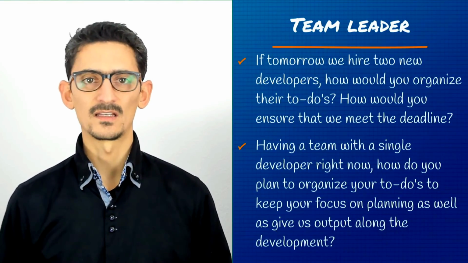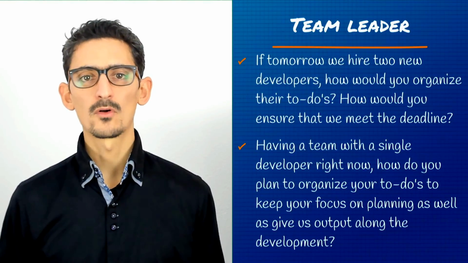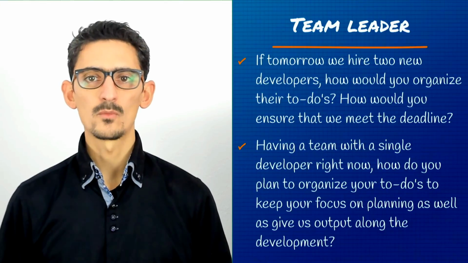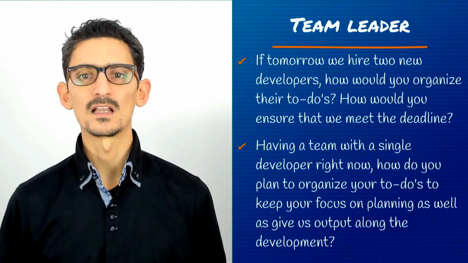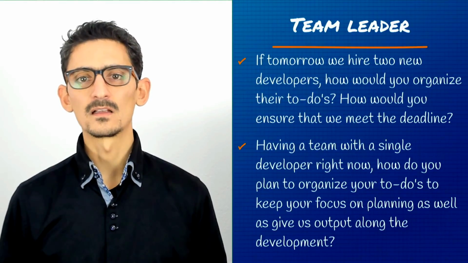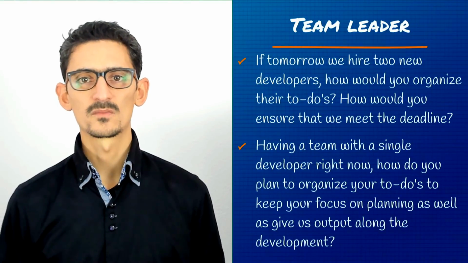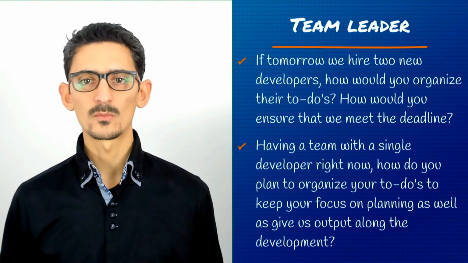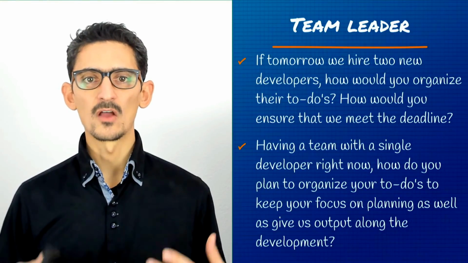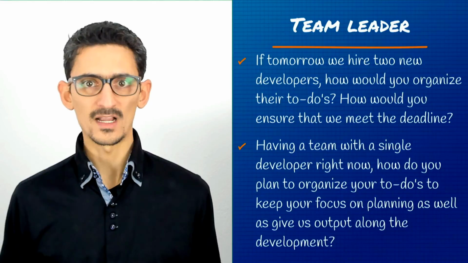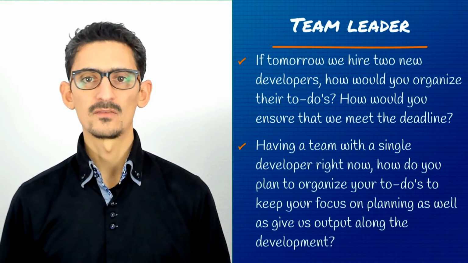And finally, that's the management skill set. There is also the understanding later. Let's ask that question. If tomorrow we hire 2 new developers, how would you organize their to-dos? How would you ensure that we meet the deadline? And in that case, definitely the answer that we are expecting is agile methodology, because with agile methodology, you have something which is called the burn down chart, which enables us to track on a daily basis where we are at on the deadline and if we are good or not.